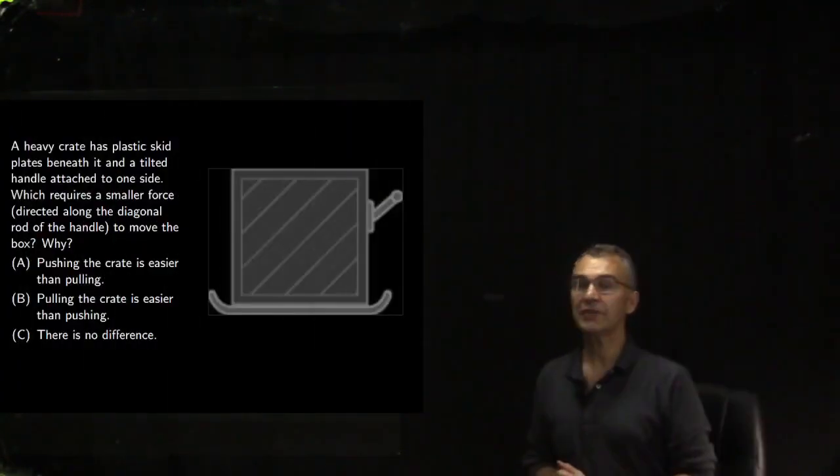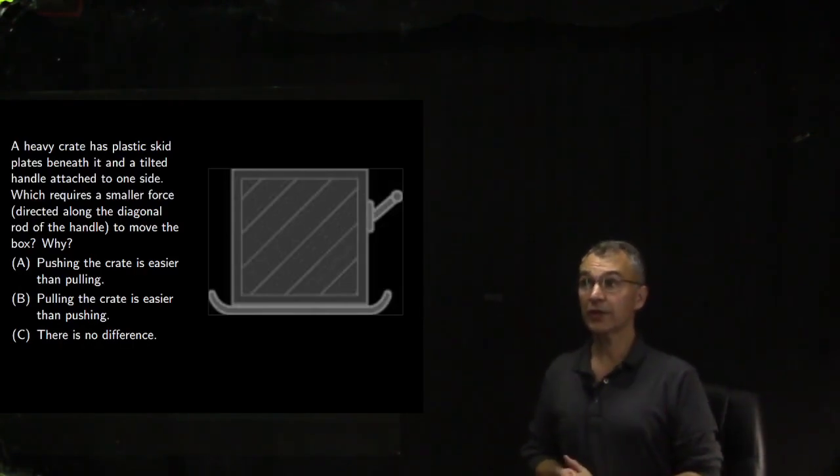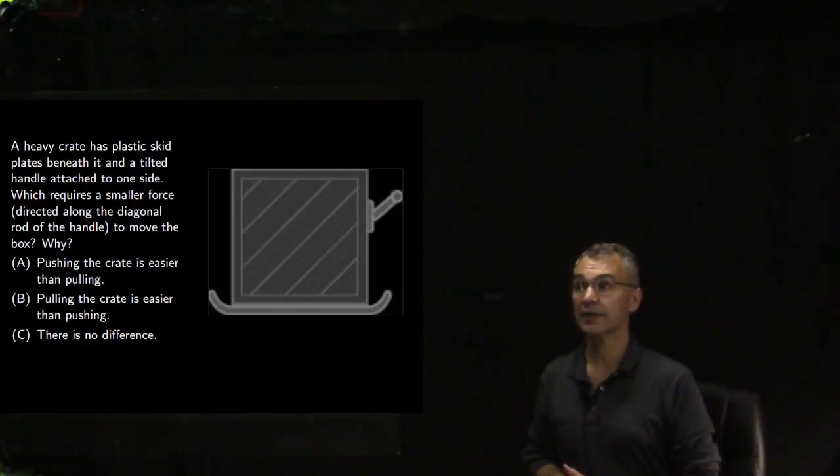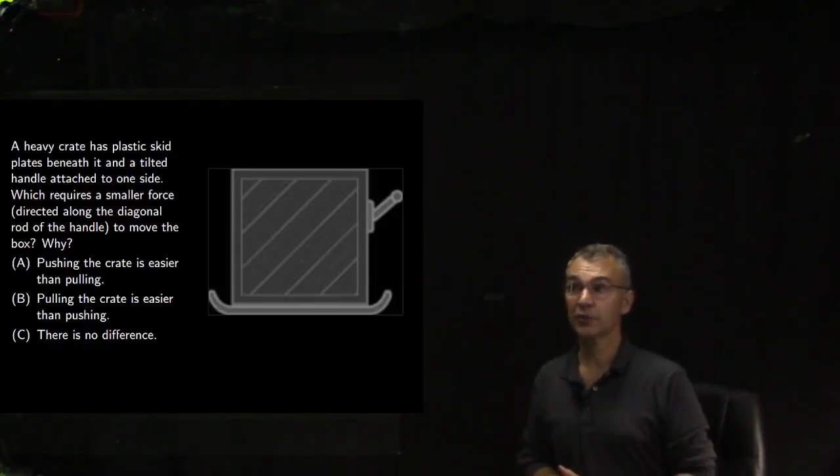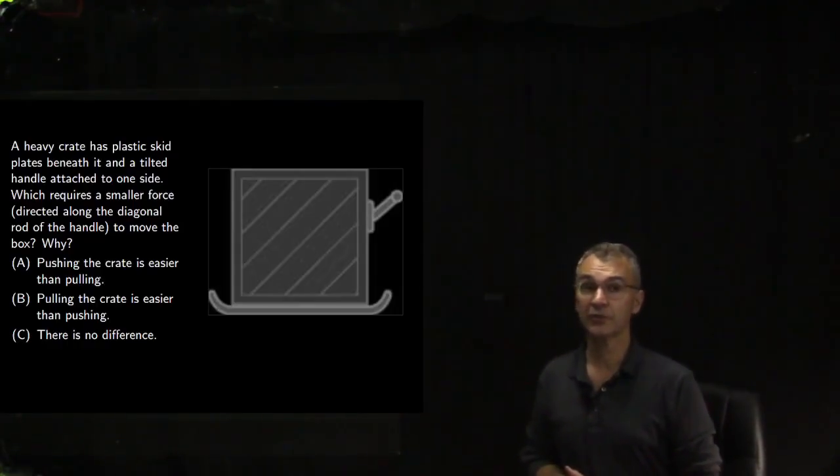A heavy crate has plastic skid plates beneath it and a tilted handle attached to one side, which requires a smaller force directed along the diagonal rod of the handle to move the box. Why? Is pushing the crate easier than pulling? Or is pulling the crate easier than pushing? Or is there no difference?